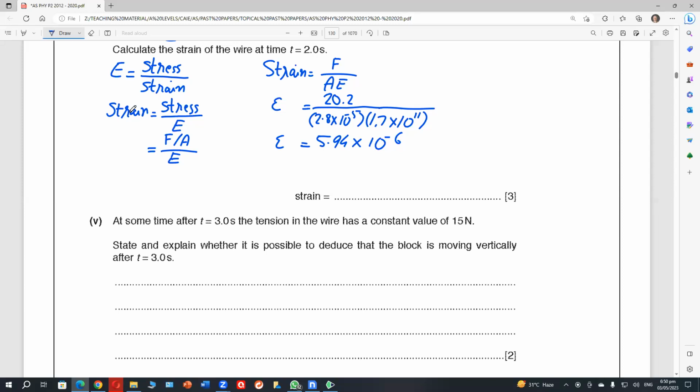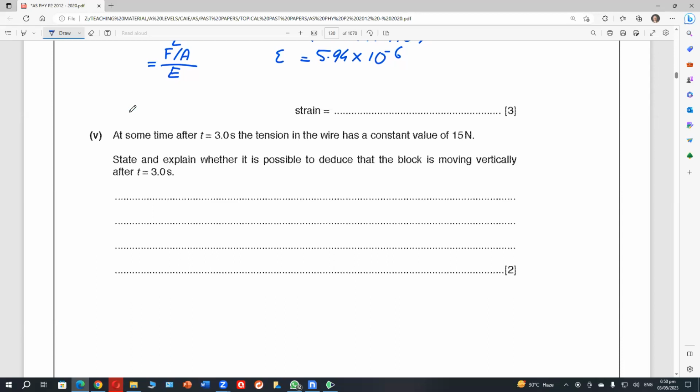Now, this part requires some discussion because the tension in the wire has a constant value. It means the tension has become constant. It's no longer increasing. I can tell the examiner that this is the situation.